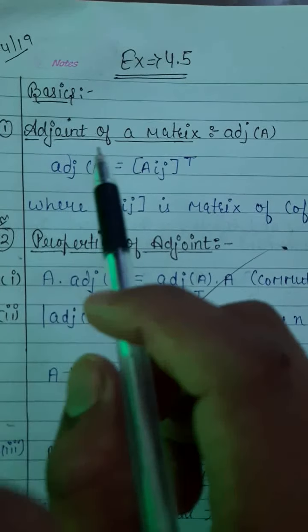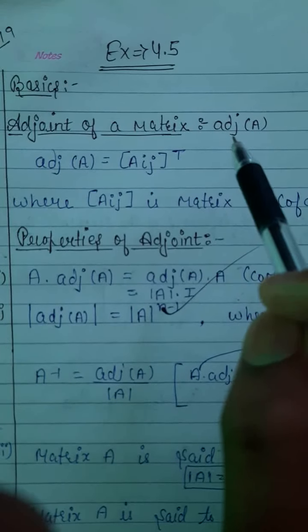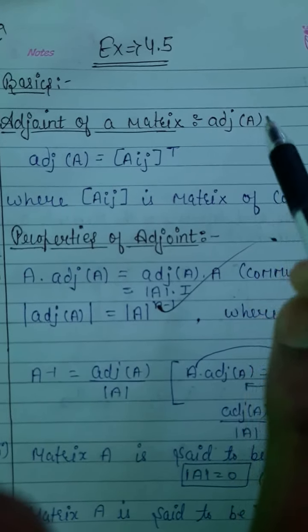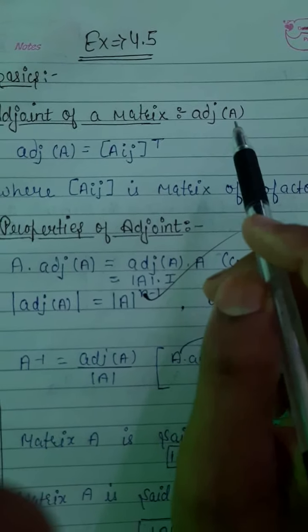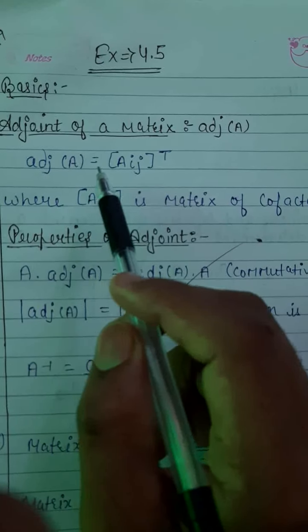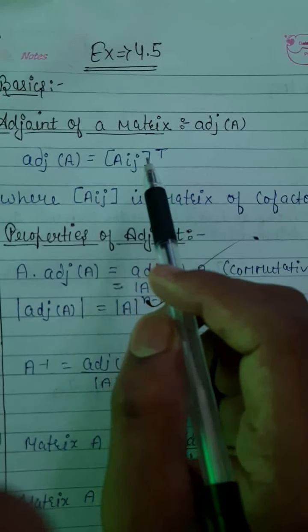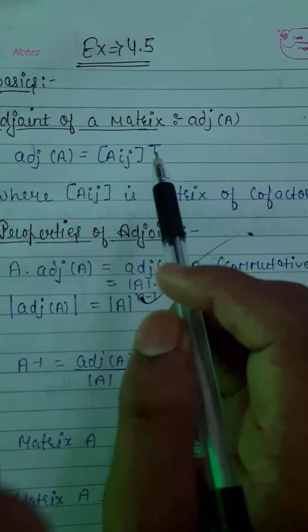First point is adjoint of a matrix. The adjoint symbol is small adj and a small bracket A. It means adjoint of any matrix A. So its formula is adjoint A is equal to the cofactor matrix, Aij is the symbol of cofactor, and its transpose.